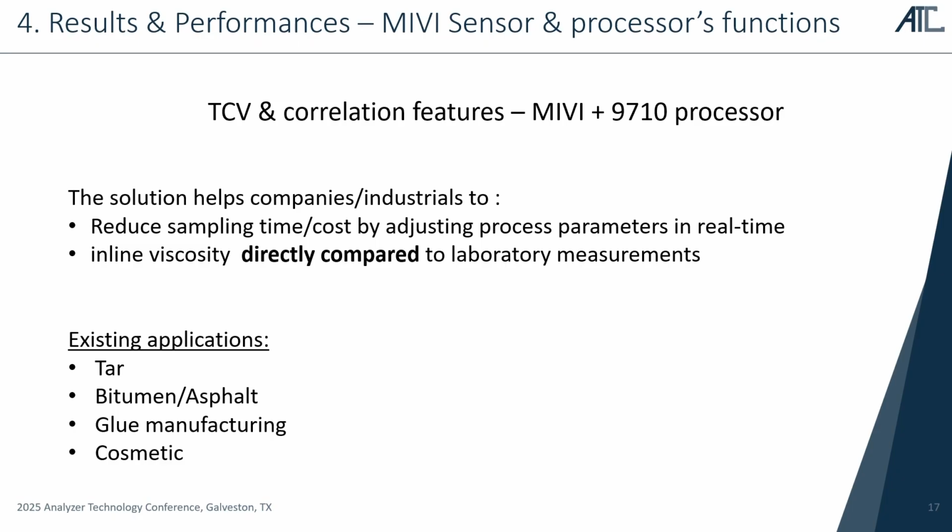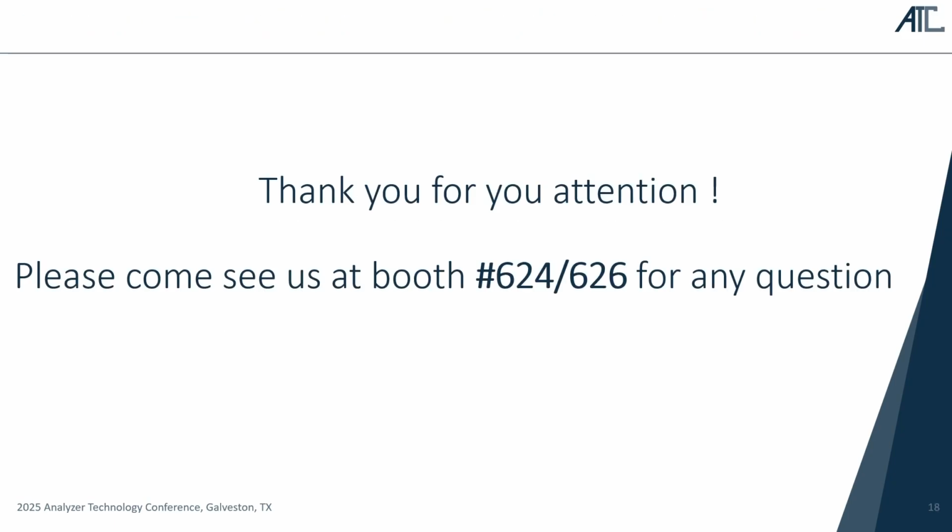This case was with a company in the body care industry, but we have also widely supplied this solution in oil and gas for tar products, for bitumen and asphalt, for high viscosity products, and we have also provided a solution, for example, for glue manufacturing industries. This solution helps companies and industrials reduce sampling time, reduce cost, and also compare those measurements directly to the lab measurements. So, thank you for listening and for your attention.